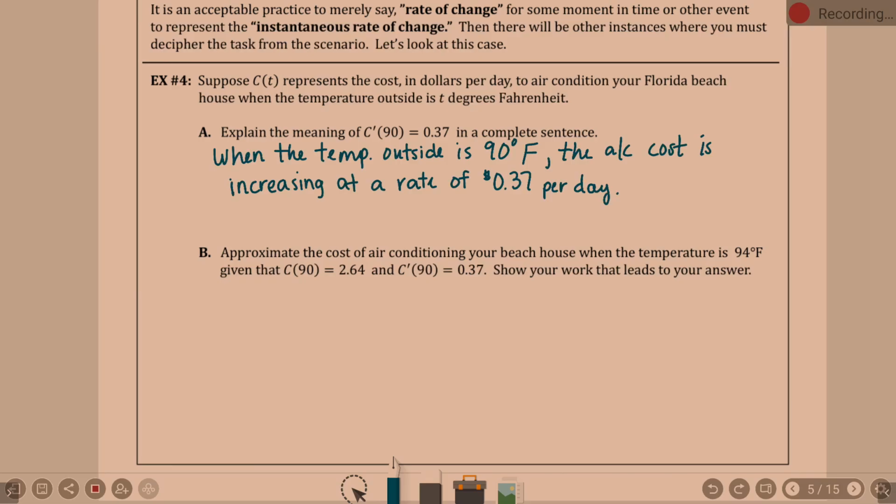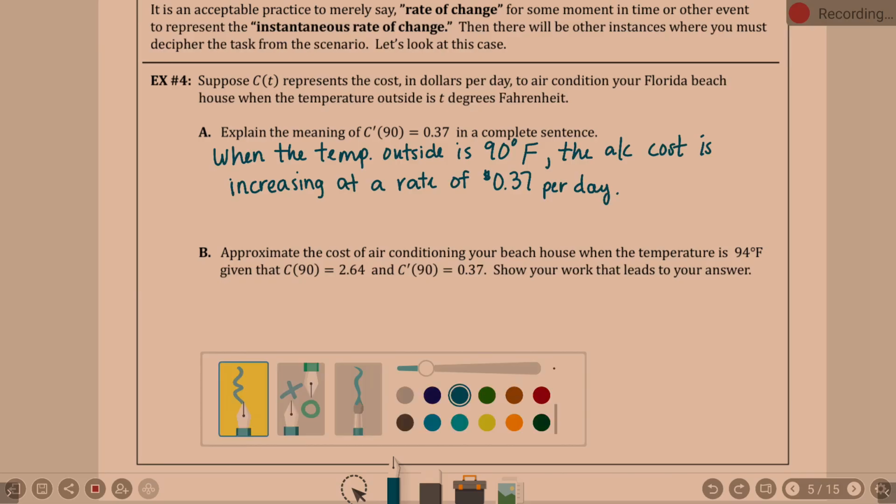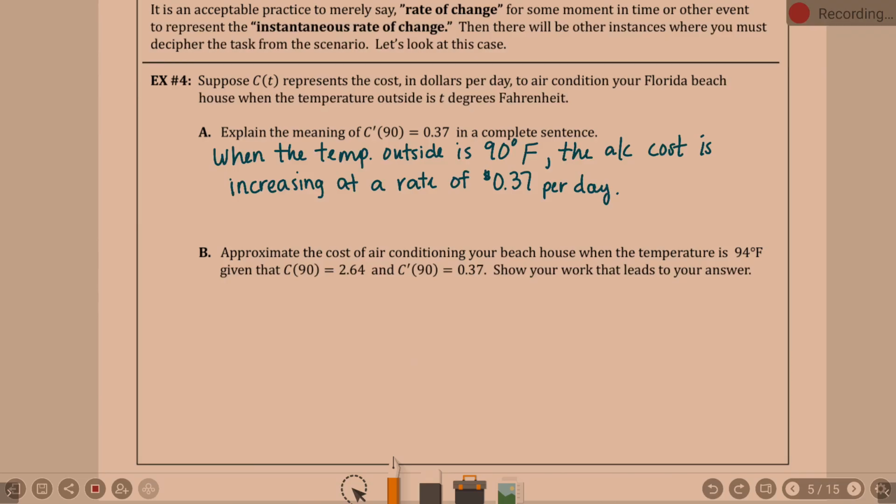Okay. The key things, when I'm grading something like this, I'm looking for increasing, I'm looking for the word rate or something along those lines, depending on the scenario. And of course it's increasing because it was positive as opposed to negative. And a lot of this was based on the fact that they did tell you dollars per day up here and T degrees Fahrenheit.